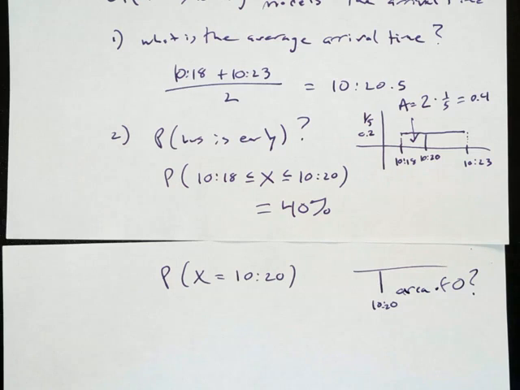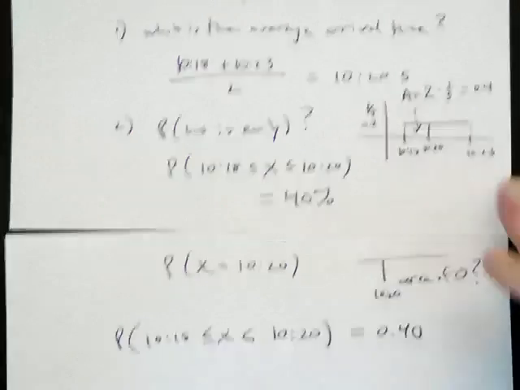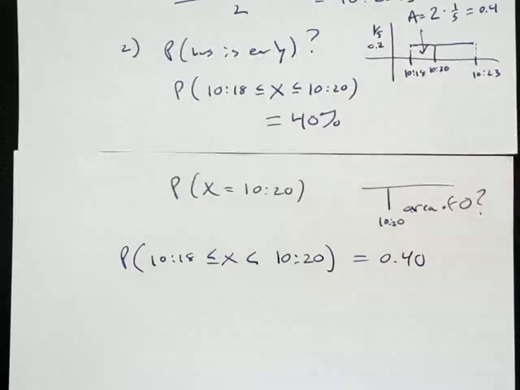And it doesn't make sense to add up a bunch of zeros. So whether you use 10:20 or you say, no, I just want to go less than 10:20, actually makes no difference in this case. The chance is still 40%. Because that one little sliver of an end doesn't contribute anything to my area.